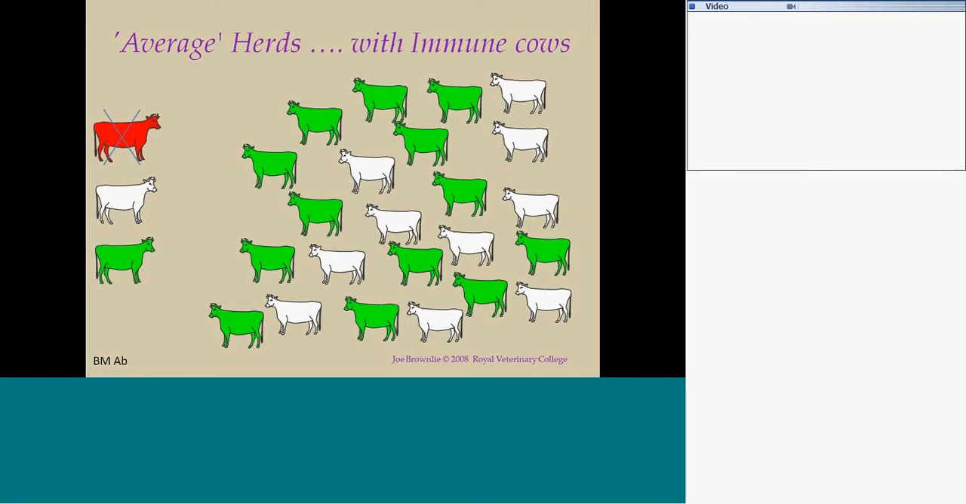So if your biosecurity is not good enough or you're not vaccinating, these white animals in this herd would be susceptible to the virus.